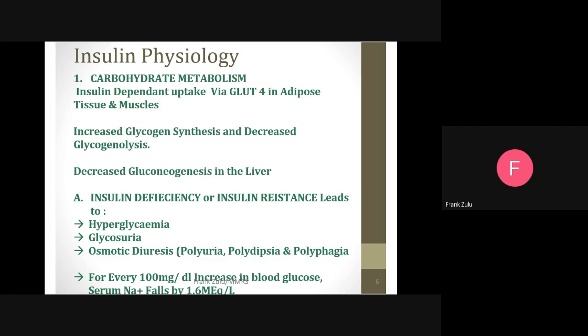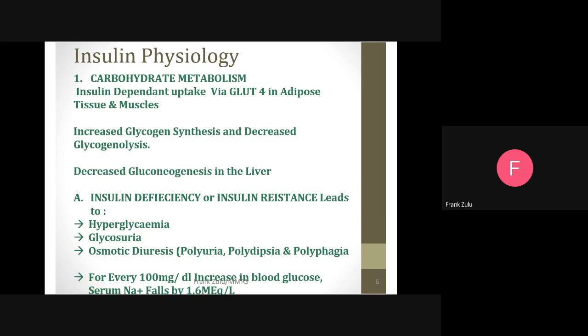This person I'm talking about was losing water because of this hyperosmotic dehydration. Because the cells are being dehydrated, the brain tells this person who has hyperglycemia to go and drink water. So these people will be drinking a lot of water because the cells are being dehydrated. That is called polydipsia.